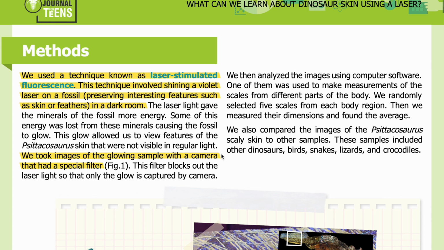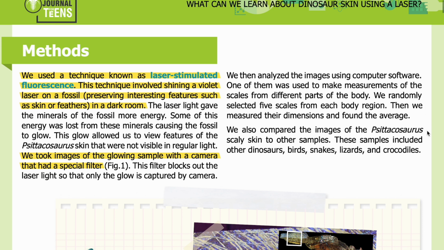We took images of the glowing sample with a camera that had a special filter. This filter blocks out the laser light so that only the glow is captured by the camera. We then analyzed the images using computer software. One of them was used to make measurements of the scales from different parts of the body. We randomly selected 5 scales from each body region. Then we measured their dimensions and found the average.